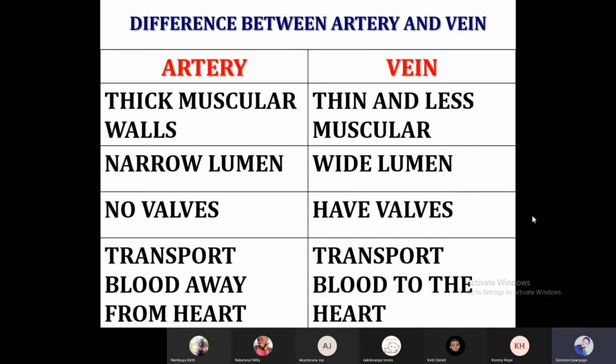Now, we are going to talk about the differences between arteries and veins. The first one is arteries have thick muscular walls and they have a narrow lumen. Arteries have no valves.